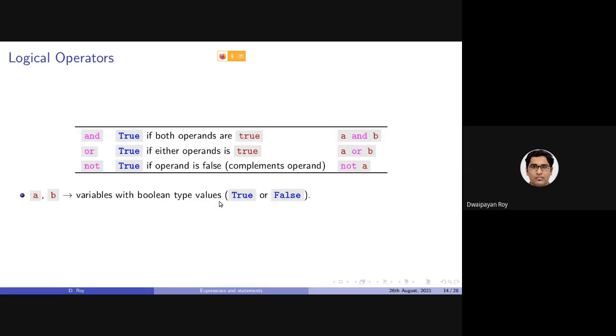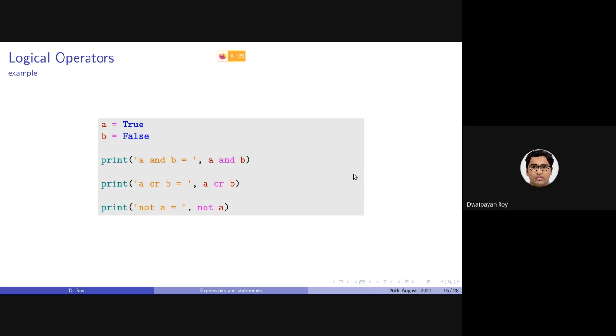The next type of operator is called the logical operator. Again, there are basically three types of logical operators in Python: and, or, not. The first two take two operands, and not takes only one operand. Let's look at an example.